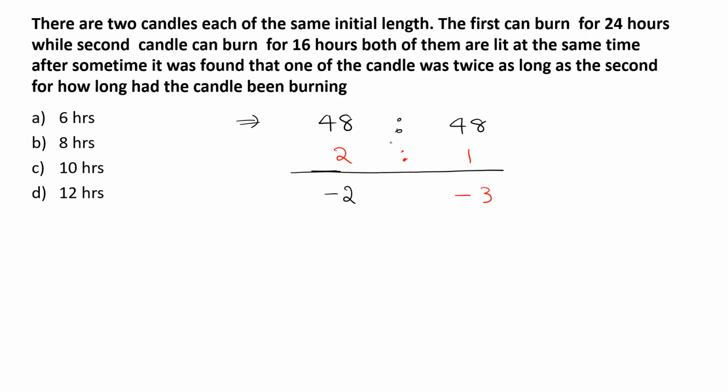Okay. Just apply the same mechanism. 48 ones is 48 and 48 twos is 96, the difference is 48, and divide that with the difference between the multiplication of these two diagonals. That is 3 twos are 6 and 2 ones are 2. The difference between those two is 4. When you divide 48 by 4, you would get 12. That is 12 hours would be our answer.